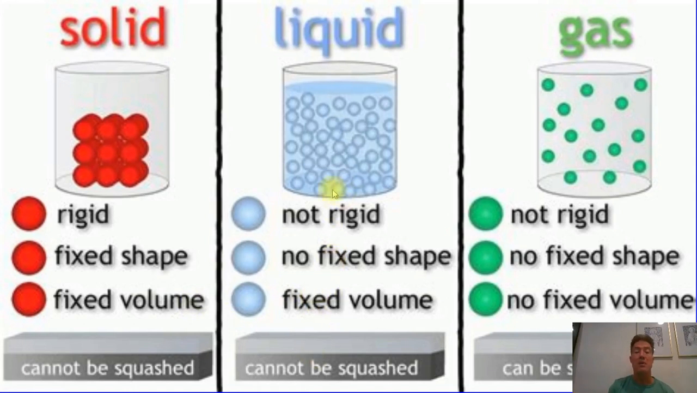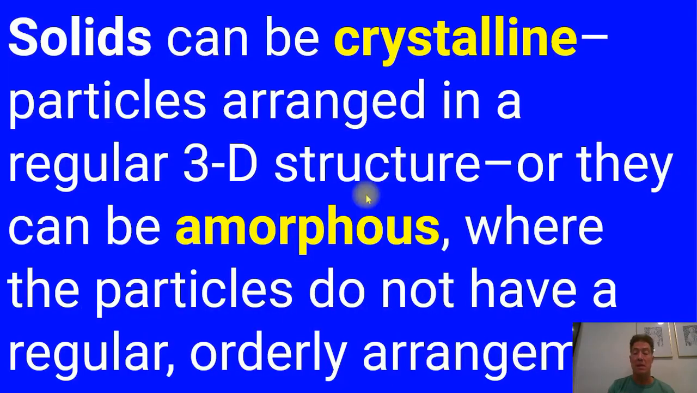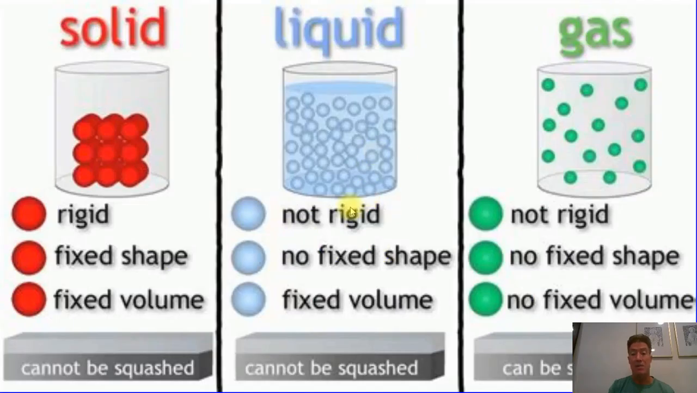And we're going to see that liquids are a middle ground between solids and gases. They have some properties like that of a gas. Notice how a liquid is not rigid like a gas. It has no fixed shape like a gas, but it has a fixed volume like a solid, and it has incompressibility like a solid. Gases, no rigidity, all the particles are free to move, no fixed shape, no fixed volume, and it can be squished. They can be compressed into very small volumes.